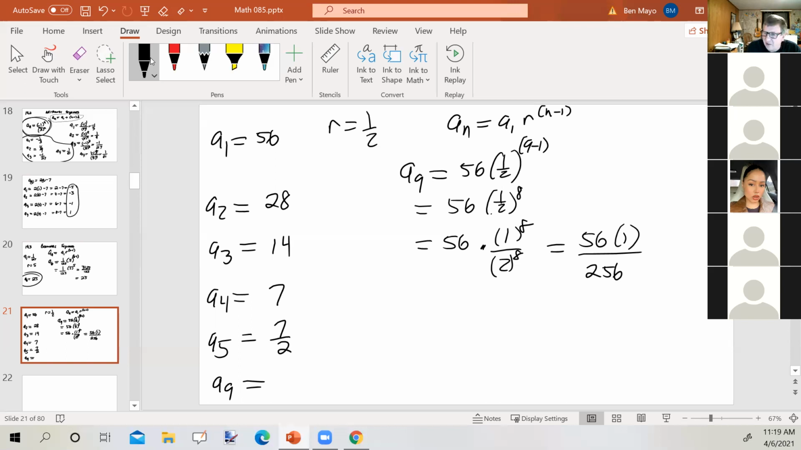Okay. Now, I can reduce that. 56 is 7 times 8, and 8 is 2 cubed. So 8 would be a factor of that. So first of all, I got 56 over 256. I'm going to divide the top and the bottom both by 8. So I get 7 on top, and 256 divided by 8. You got to turn the calculator on first. 256 divided by 8 is 32. You okay with that?